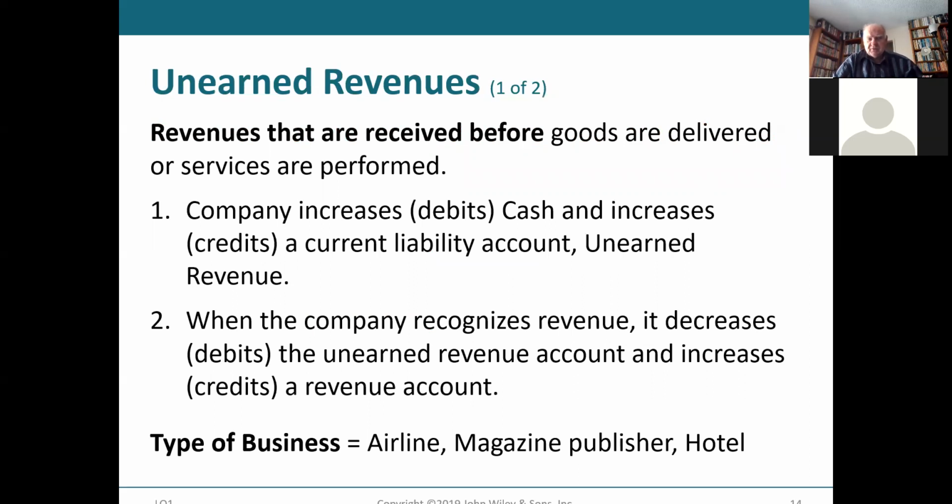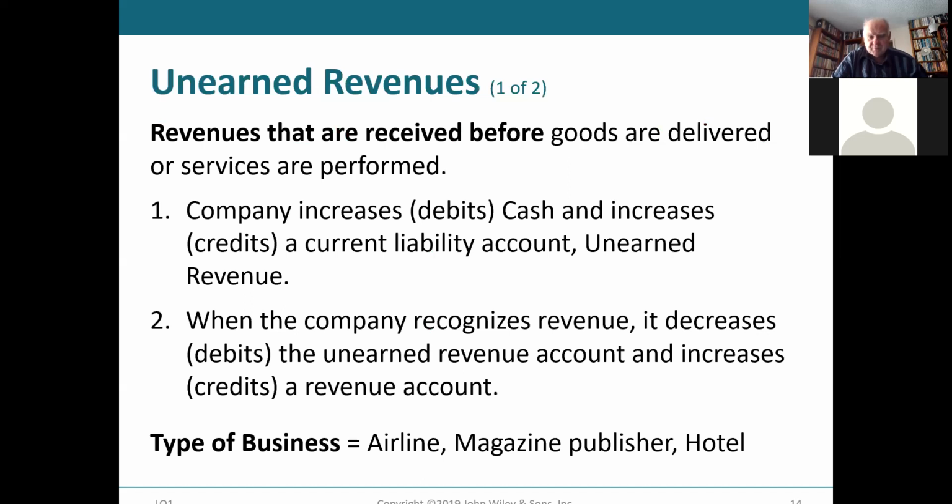Unearned revenues. We should know what unearned revenues are. Unearned revenues occur when a customer pays in advance for a product we have not yet delivered or a service which we have not yet rendered, okay? That becomes a liability. Revenues that are received before goods are delivered or services are performed. So we are going to debit cash and credit a liability account called unearned revenue.